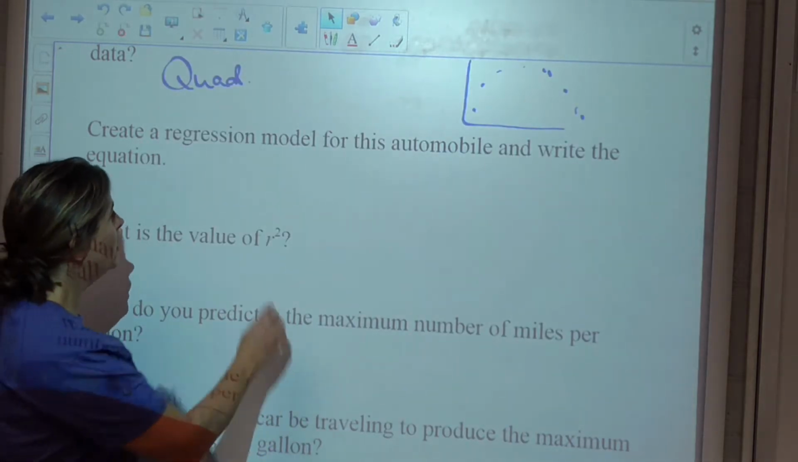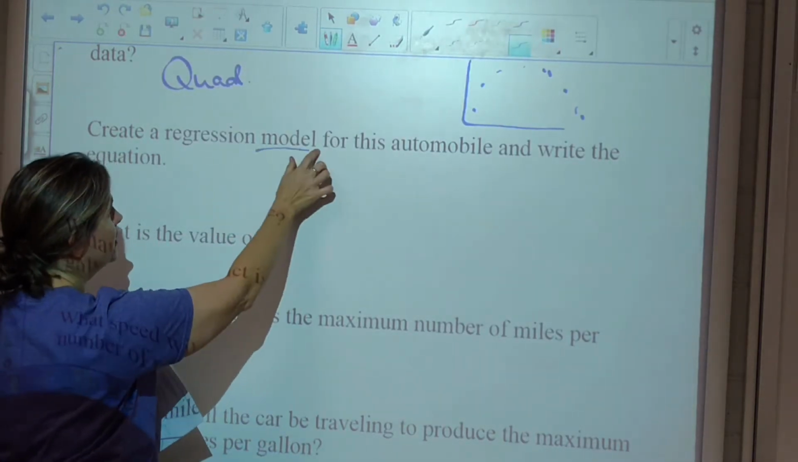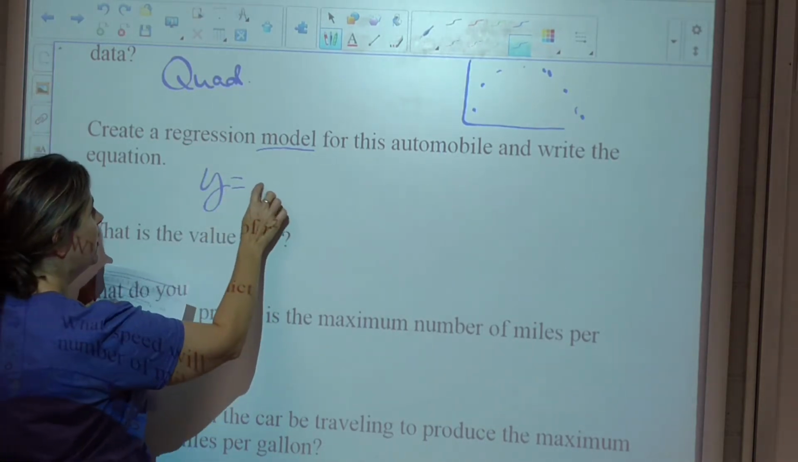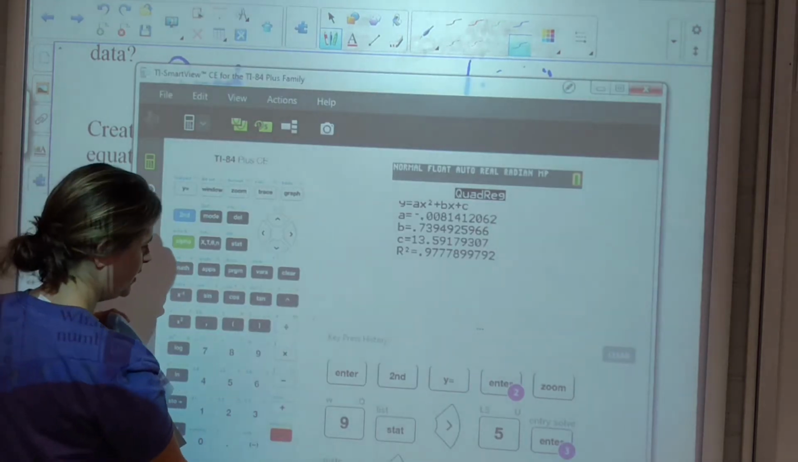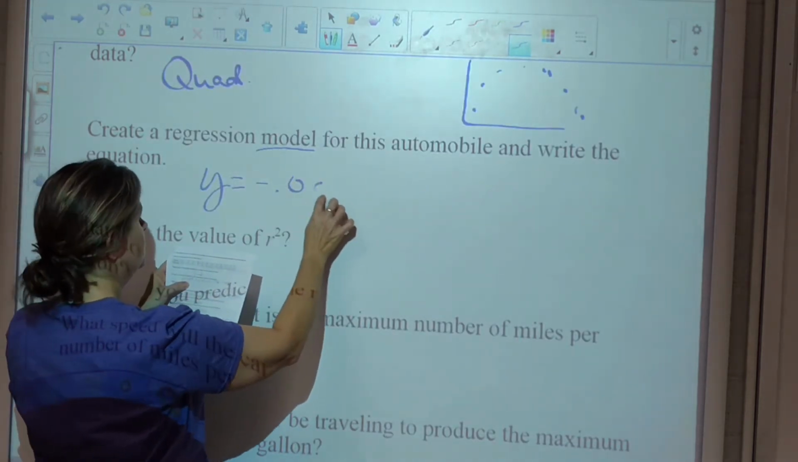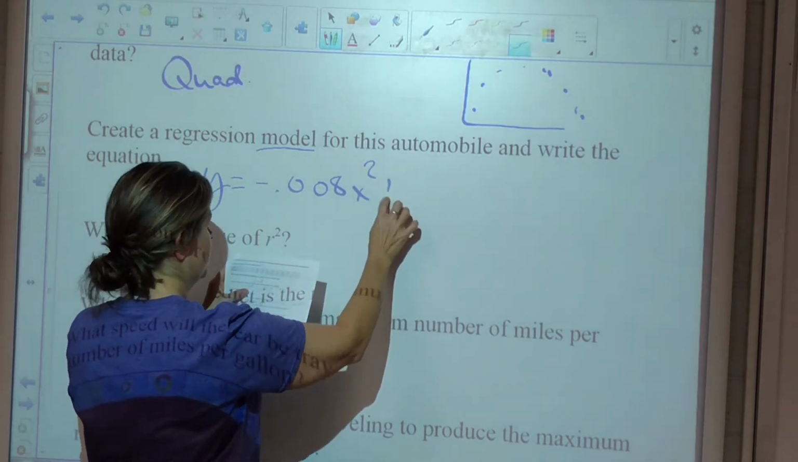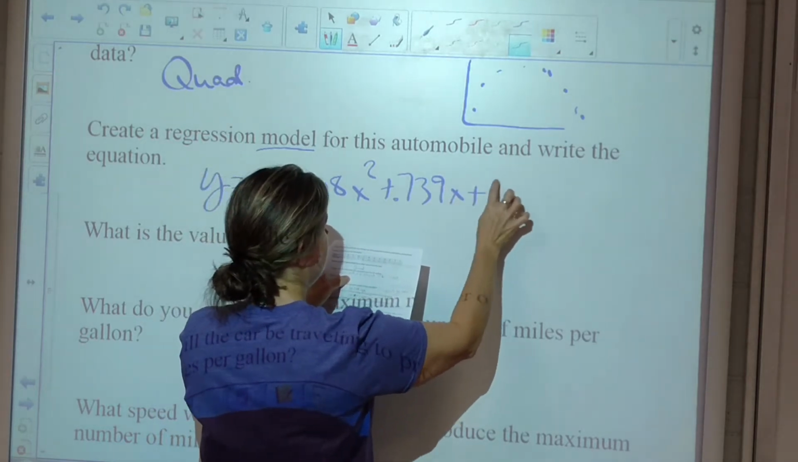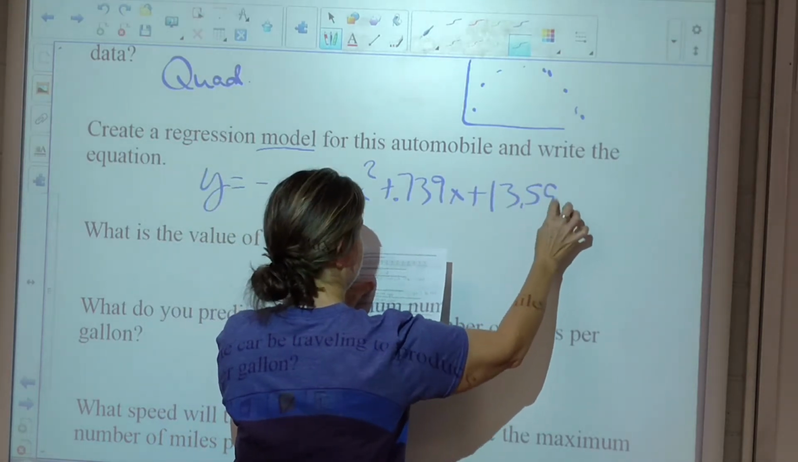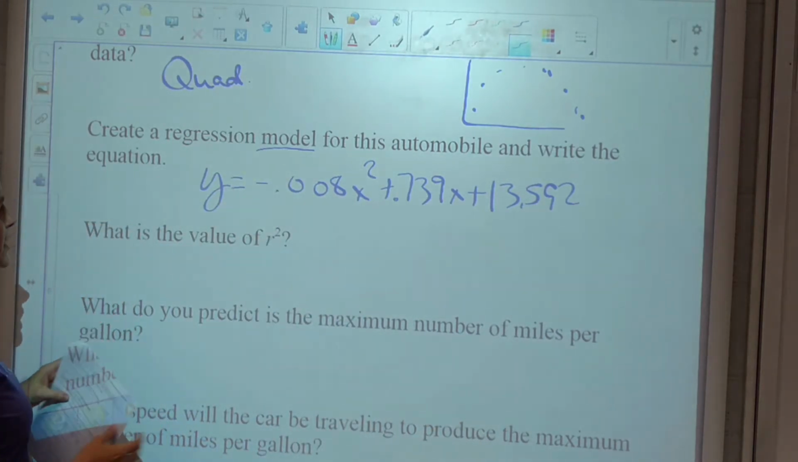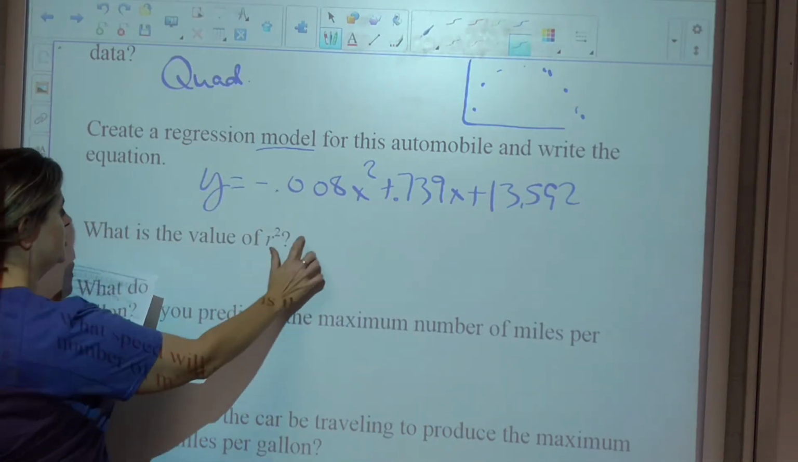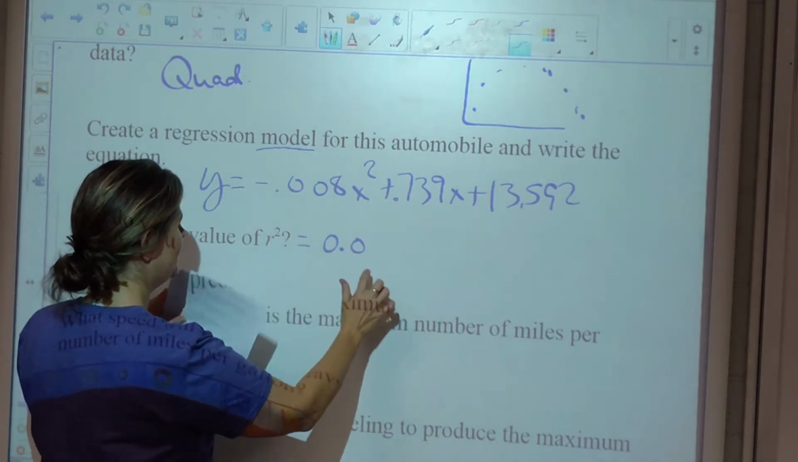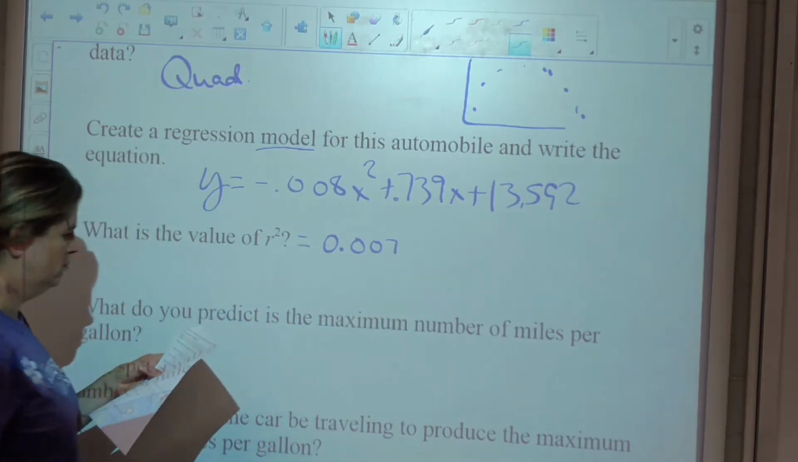So our equation, and again, remember, a model is an equation, so it has to say f of x or y equals, and that should have been negative 0.008 x squared plus 7.739x plus 13.592. And then it asks for our R squared value, which is 0.0068, so that'll be 007.